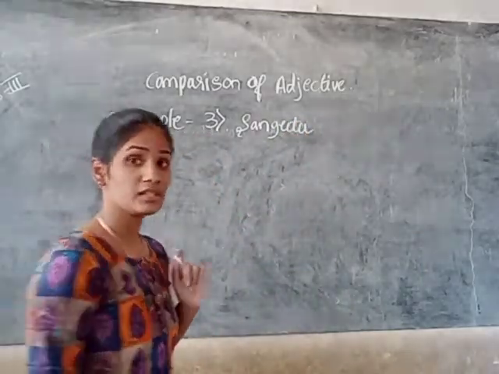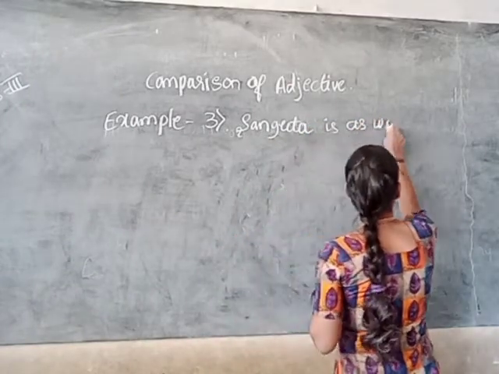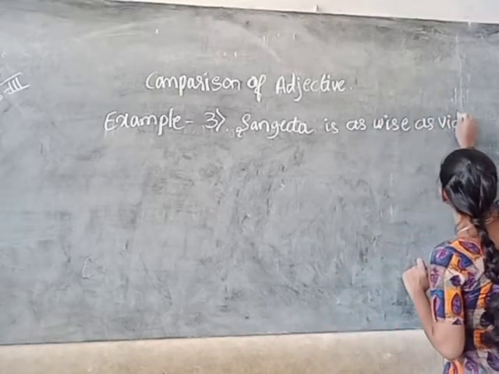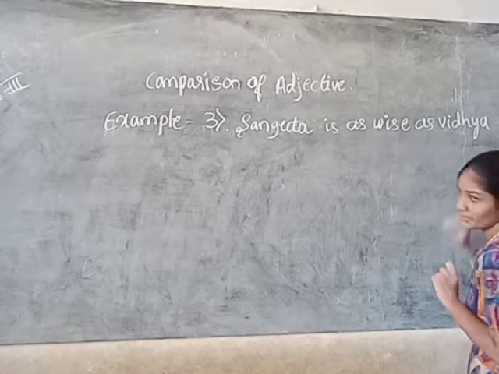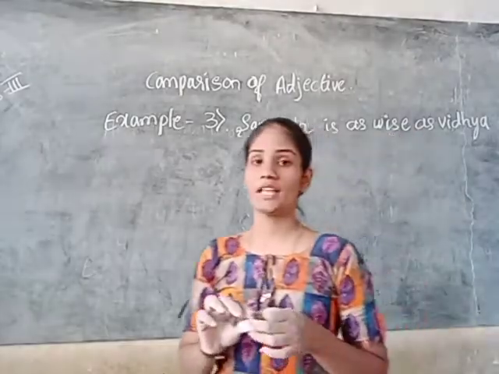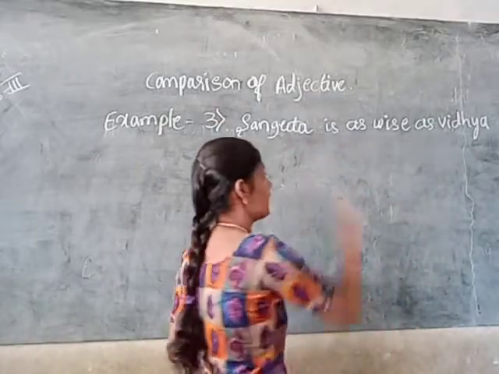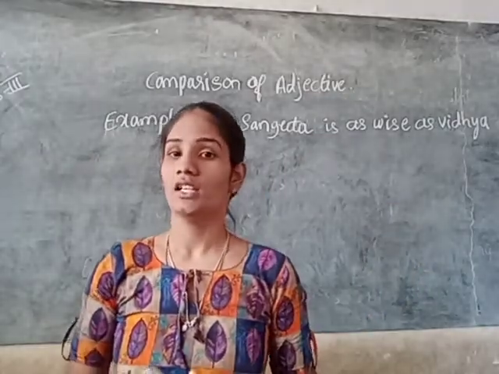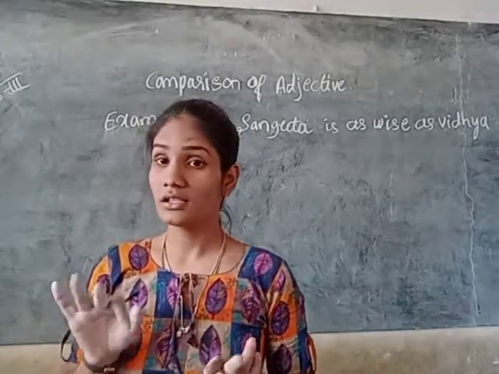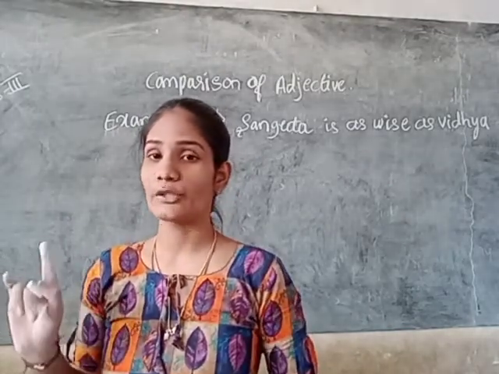Sangeeta is a name. Sangeeta is as wise as Vidya. The names of the persons, the nouns, are Vidya and Sangeeta. These two names are described by the word wise. So here Sangeeta and Vidya are equally wise, equal in their wisdom. So for that we use: Sangeeta is as wise as Vidya.